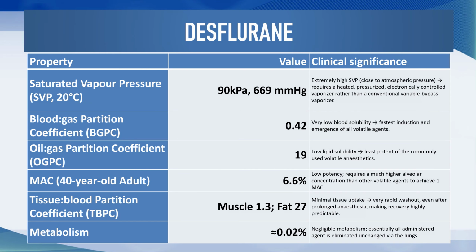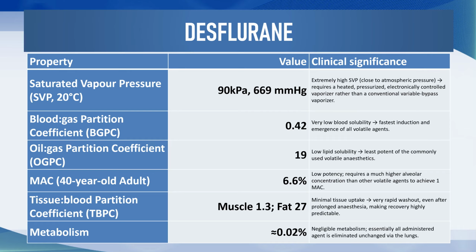Desflurane has a remarkably low blood gas partition coefficient of 0.42. It is also extremely insoluble in lipid. As a result, the oil gas partition coefficient and the tissue blood partition coefficients are remarkably low. The consequence of this is twofold. First of all, the MAC of desflurane in a 40-year-old is 6.6%. That is a lot of particles to be giving a patient. The vaporizer empties very rapidly if high flows are used. But there is a benefit of this.